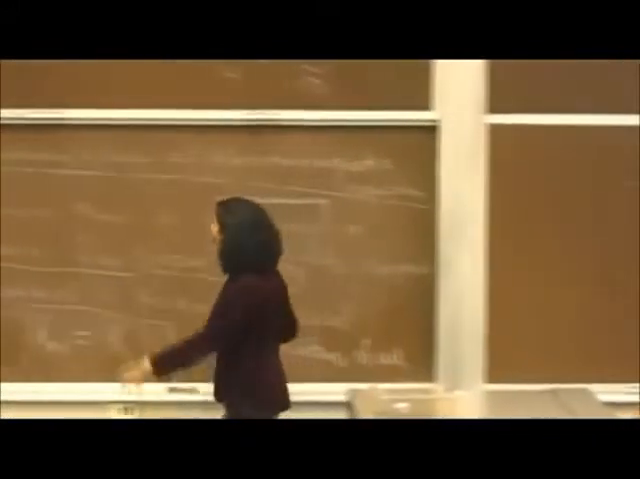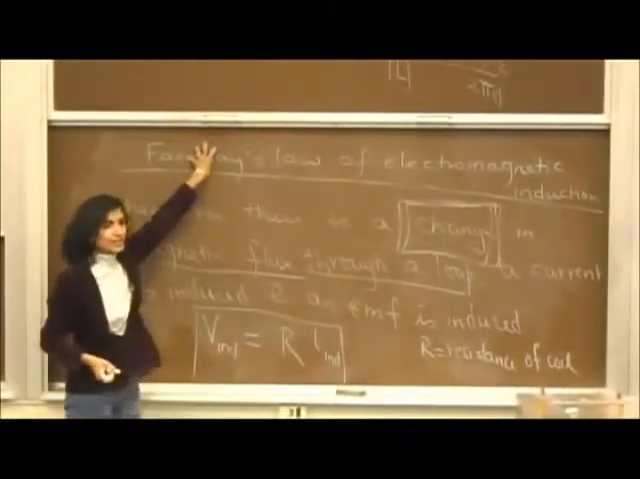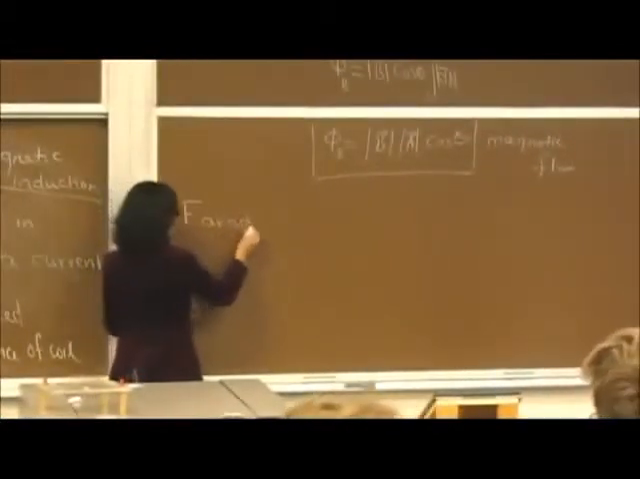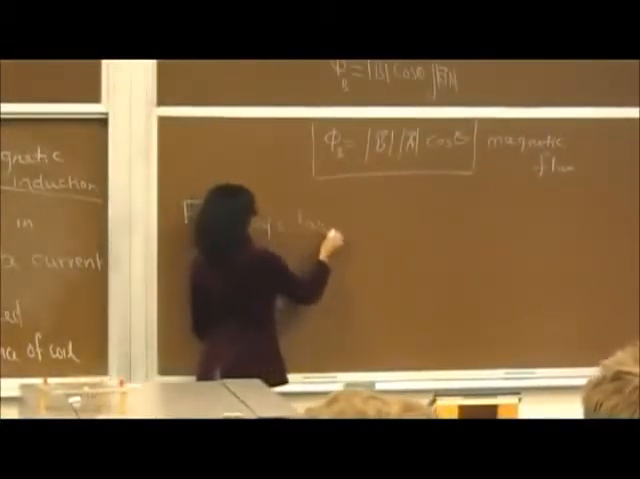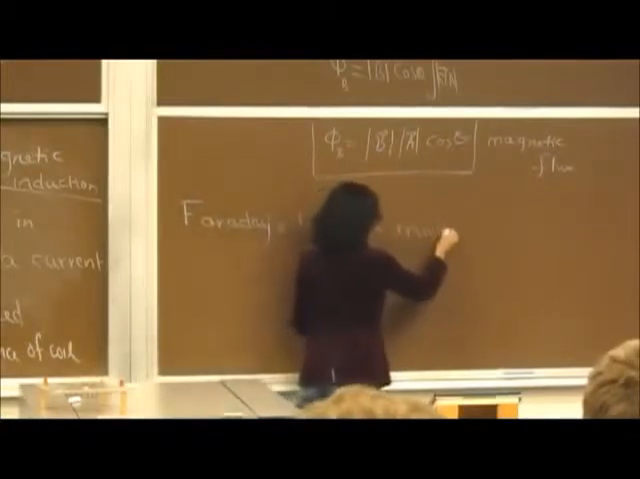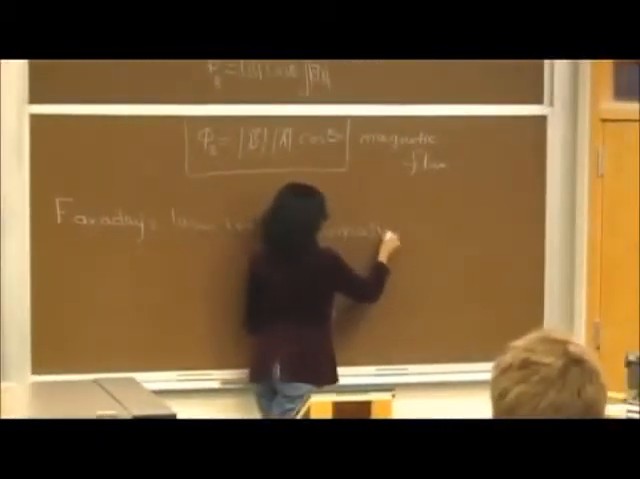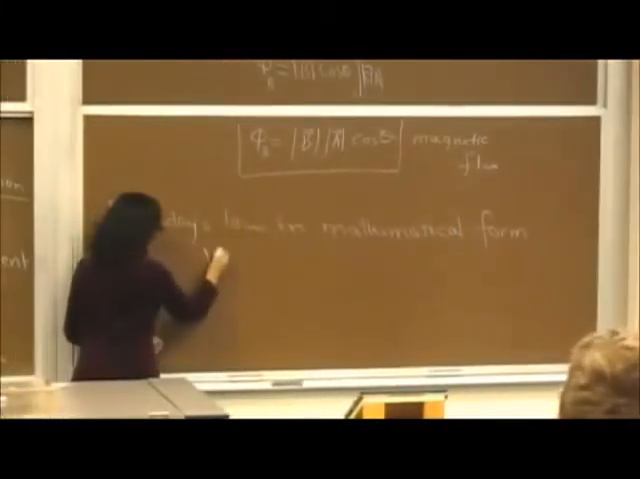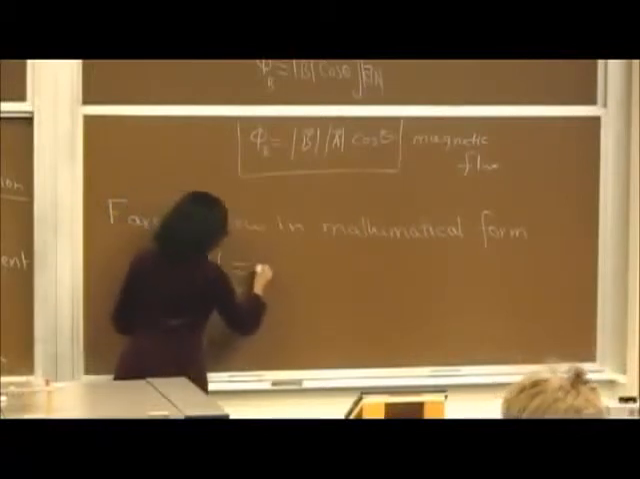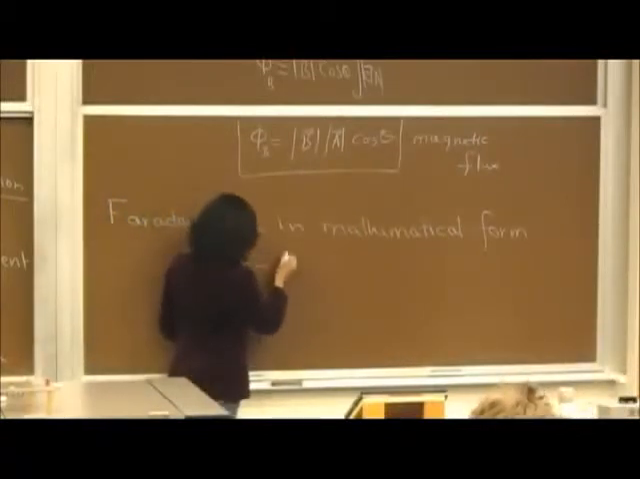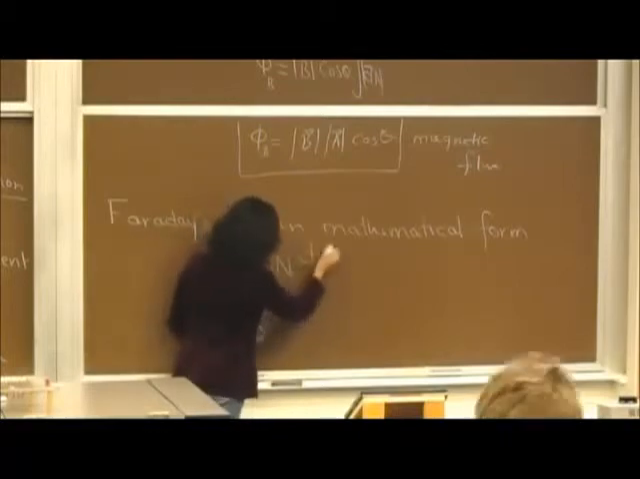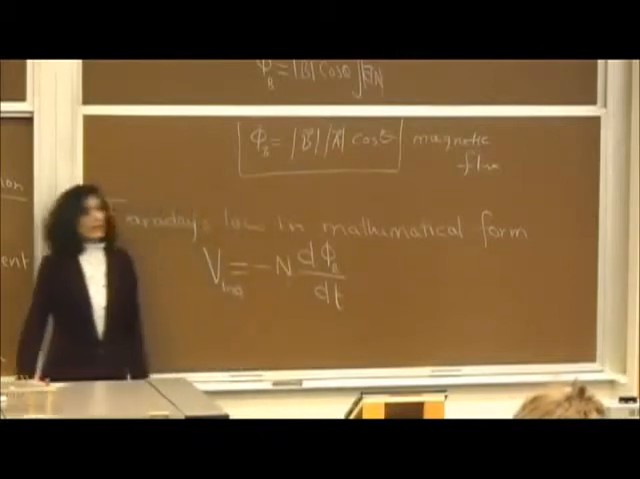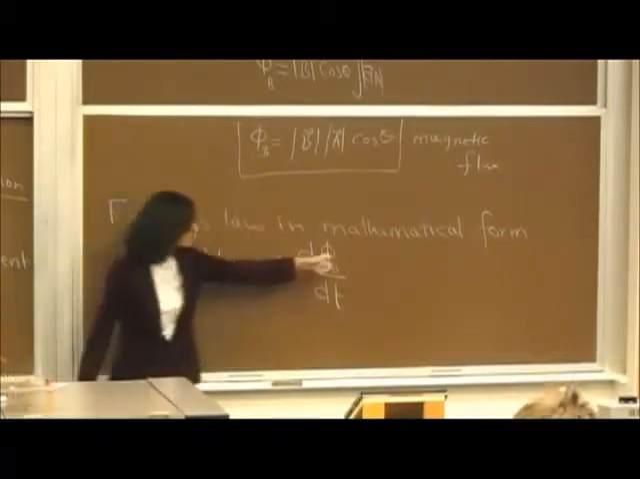Now if I want to put this Faraday's law in mathematical form, here is how I would do it. Faraday's law in mathematical form says that the induced EMF should be equal to minus n times d phi over dt. What is n? N is the total number of turns of the coil. What is phi of B?